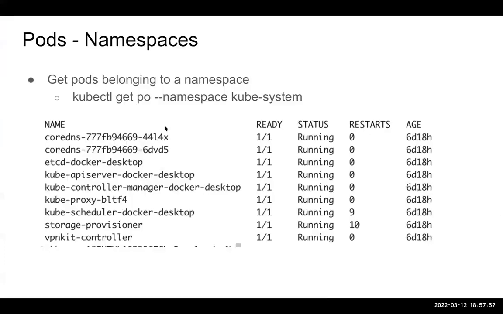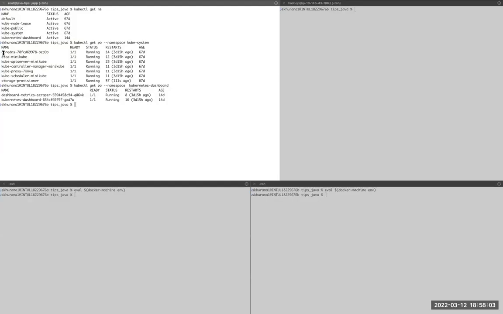Let's see what is in kubernetes-dashboard. There's a metrics scraper and there's a dashboard. These are the two pods running there. So this is how you see the pods belonging to a namespace. Here we are seeing the pods for the namespaces created by Kubernetes. But once you create your own namespaces, in your organization there might be many teams using the Kubernetes cluster. You might be part of one team or more than one team.